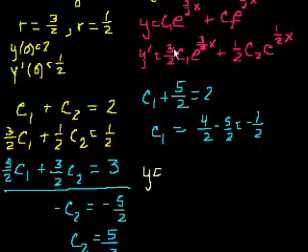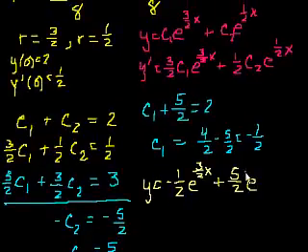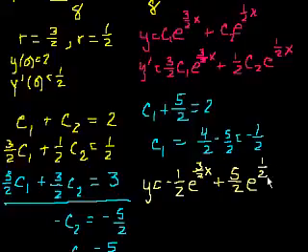y is equal to c1. c1 is minus 1/2, so minus 1/2 e to the 3/2 x, plus c2. c2 is 5/2, so plus 5/2 e to the, what was this up here? e to the 1/2 x. And we are done.